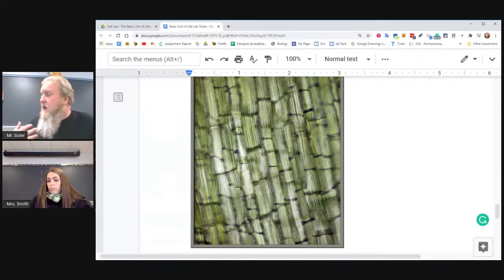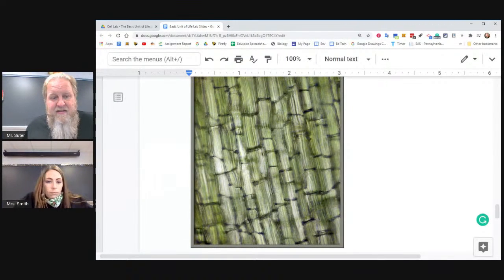Am I seeing anything inside these cells? You might say, well, yeah, I see something inside them, but I'm thinking what you're seeing is things underneath them or above them. I'm just giving you some hints here. These cells look empty to me. I don't see cell parts in there.